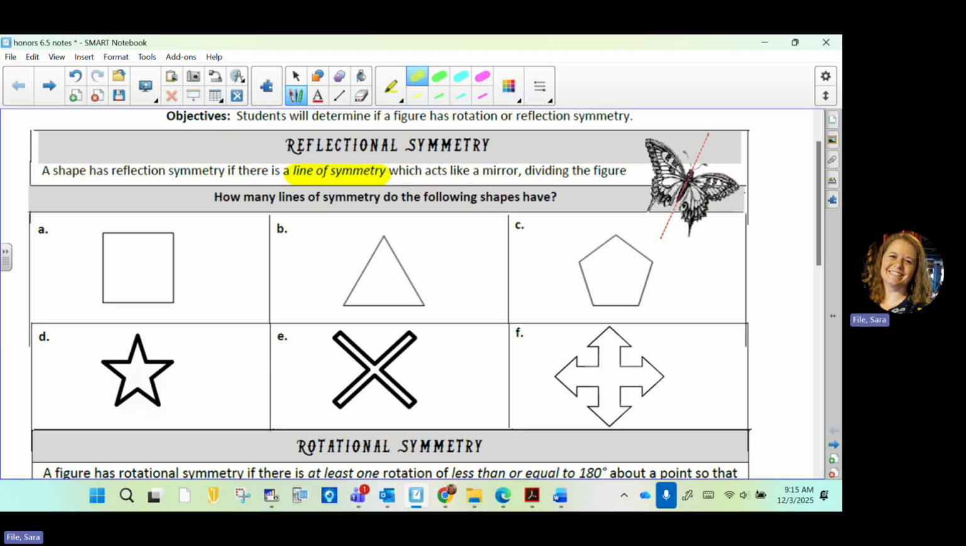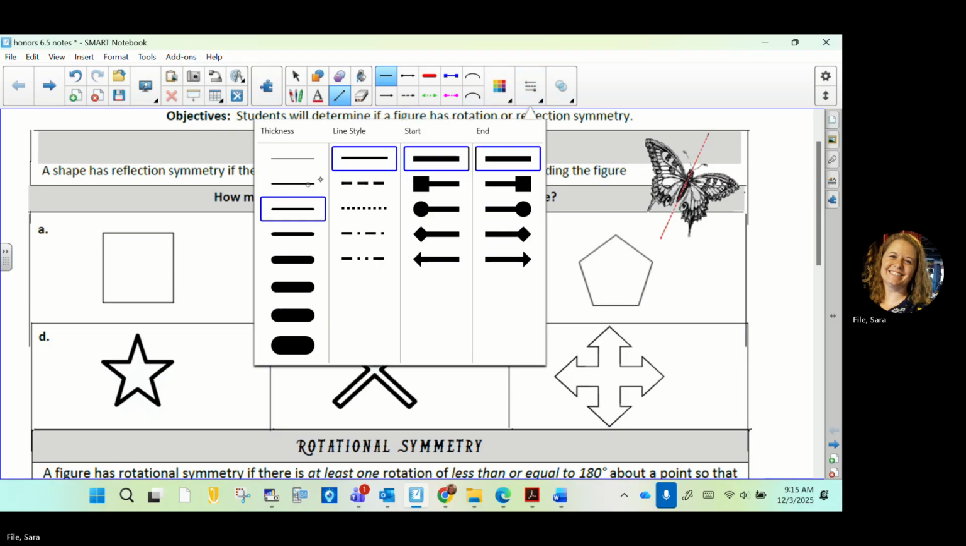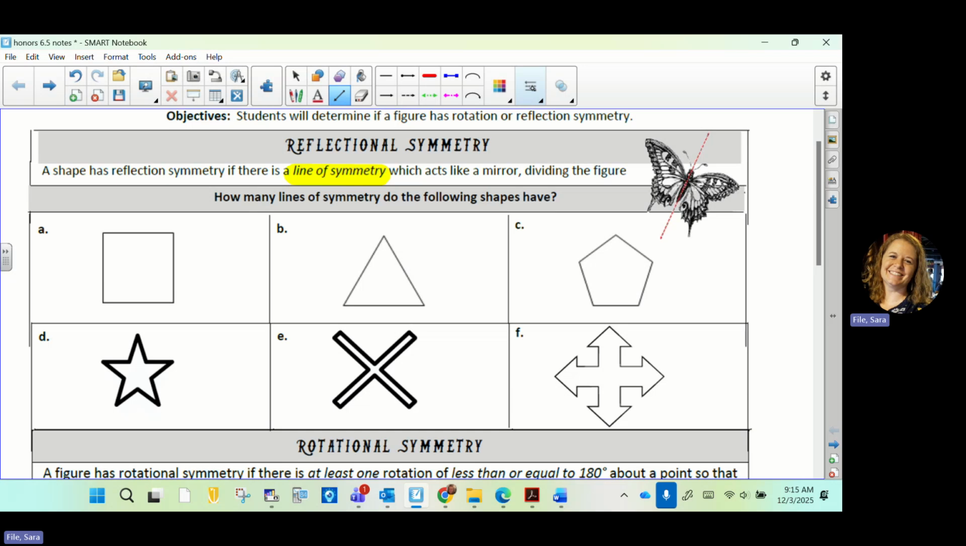Let me get my line tool here. All right, so this is a square. A square, for instance, is going to have multiple lines of symmetry. What is one line of symmetry that I could draw and fold along and everything would match up? Down the middle. Go ahead, Rebecca. Down the middle, vertically, horizontally, what direction? Vertically. Okay, so I could do vertically right down the center. So that would be a line of symmetry.